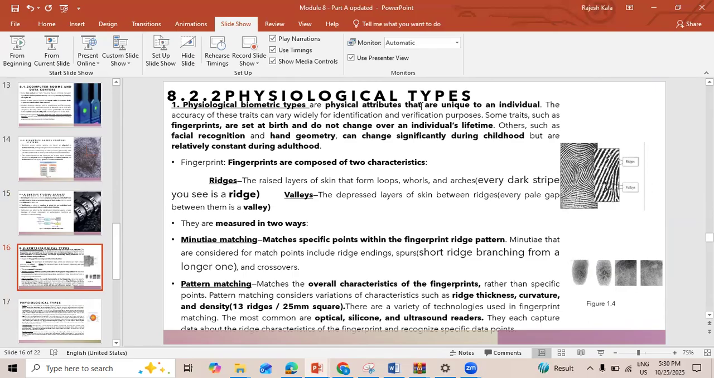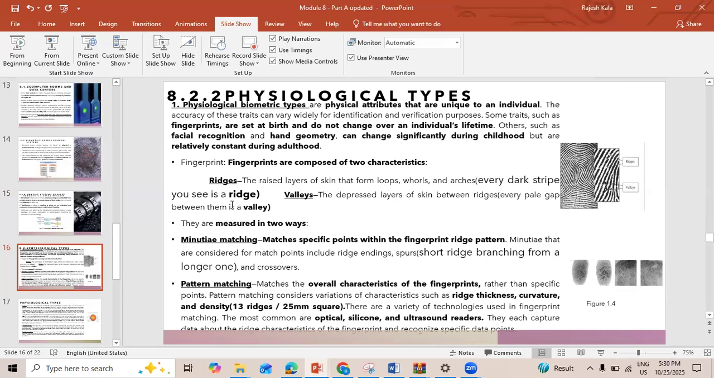Then physiological type means I use physical attributes that are unique to an individual. Everyone has some physical attributes which are unique, like fingerprints, which are set at birth and do not change over an individual's lifetime. Once you are born, your fingerprint is always the same unless you meet with an accident. Facial recognition and hand geometry change during childhood, but during adulthood they are relatively constant. Your face will not change after, say, 18, 19, 20 years.